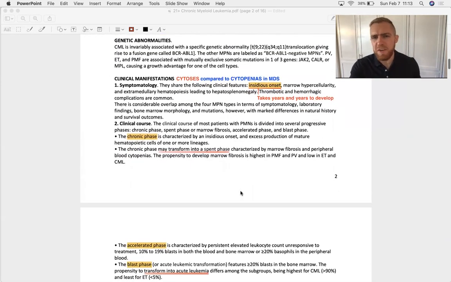Now, what defines myeloproliferative disorders clinically? Number one, they're very, very long diseases. They take decades to develop. You really don't see them in people in their 20s and 30s.